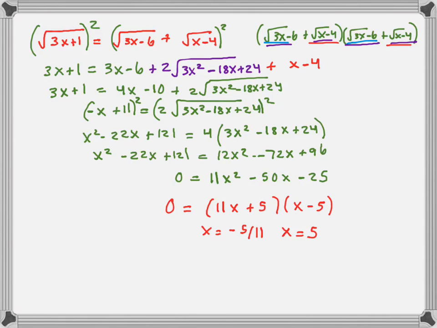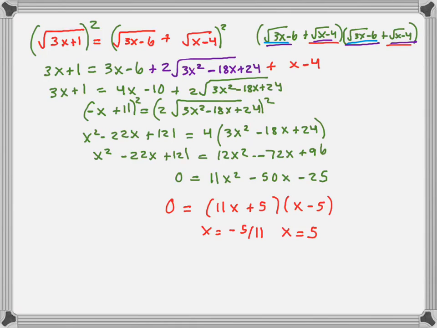So the x equals 5 looks pretty reliable. If we plug it in, we get root 16, because 3 times 5 is 15 plus 1 is 16, equals root 15 minus 6 is also root 9. Root 9 plus 5 minus 4 is 1, so plus root 1. So then you get 4 equals 3 plus 1, which is good. So that whole thing is fine, which is nice.